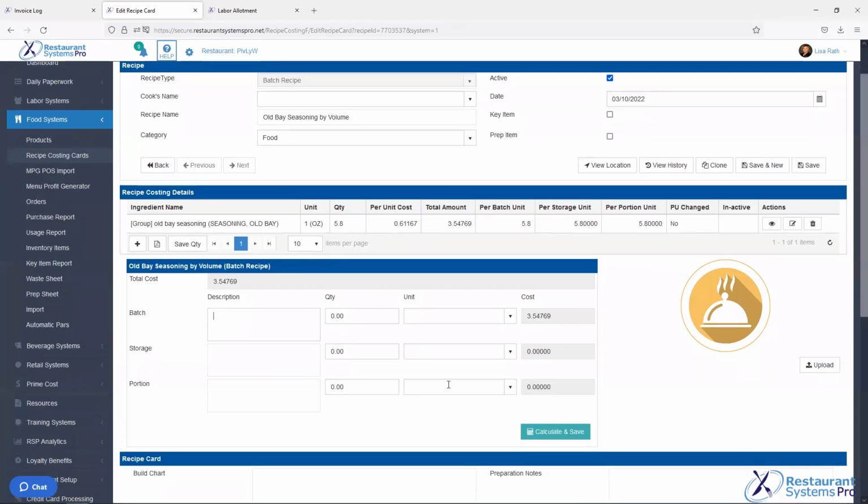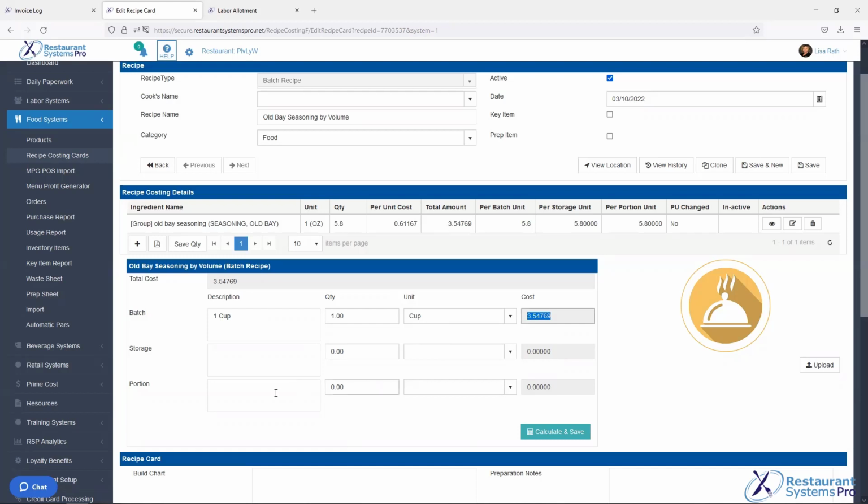So now down here, I'm going to ask myself, what does this recipe yield? What do I get for 5.8 ounces of Old Bay seasoning? Well, I get a cup. I get 1 measuring cup. So always write in your description boxes. And then my quantity is 1 and my unit is cup. This is what is going to break it down for you for your recipes.